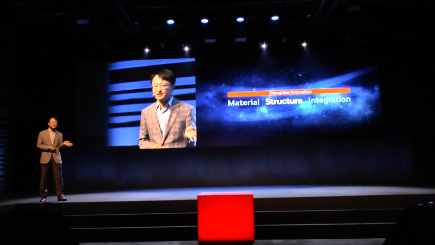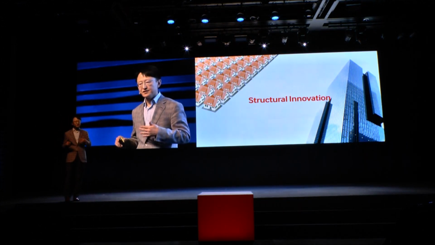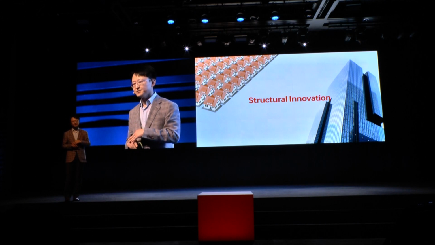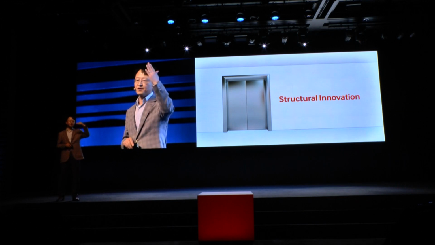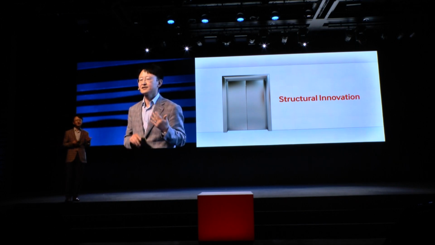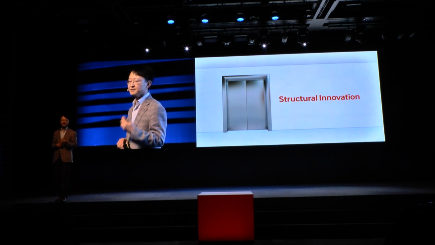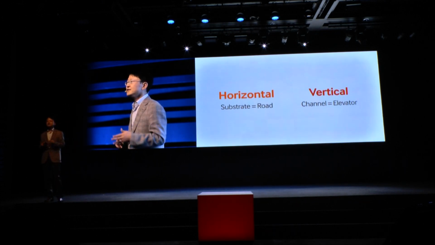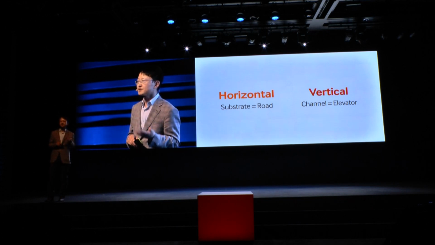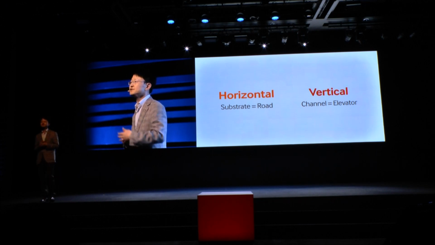Next, let's talk about structural innovation. What is the most obvious structural difference between these two, house and apartment? The answer is the elevator. To move between floors, you must have an elevator, and the comfort of an apartment residence changes depending on how the elevator is installed. Similar to a rod connecting houses, a silicon substrate serves as a path between cells in 2D NAND. Likewise, just as an elevator allows people to move between floors, a channel hole connects layers in 3D V-NAND.